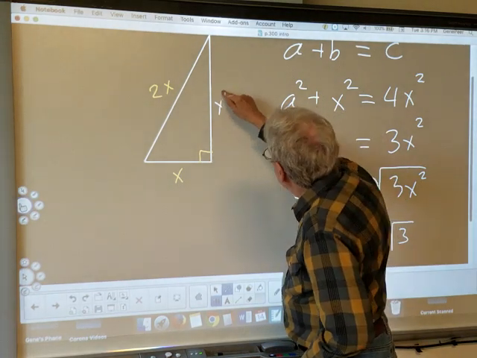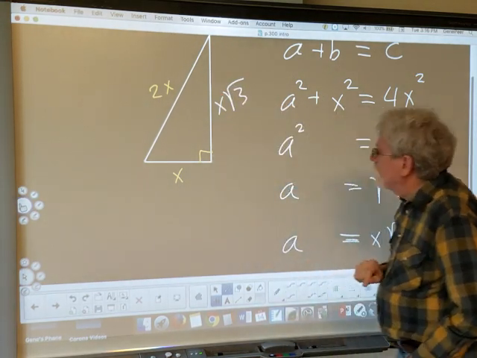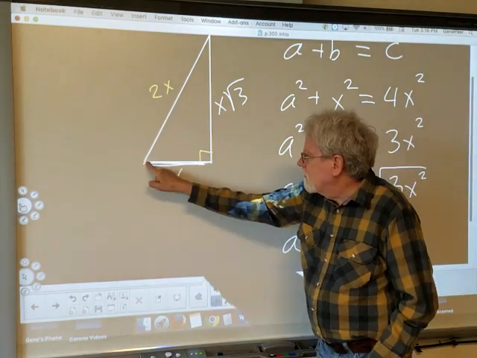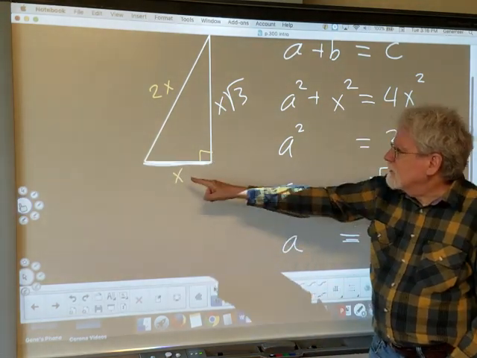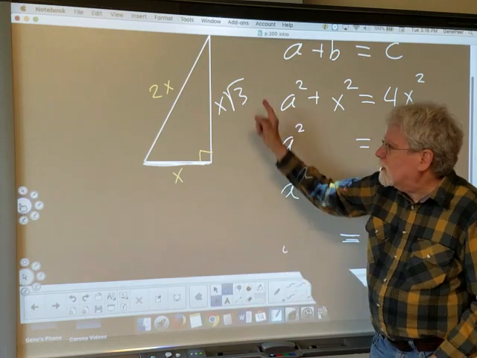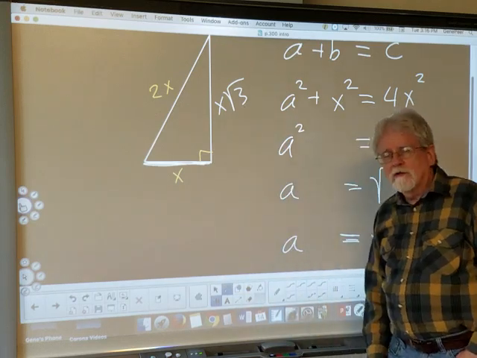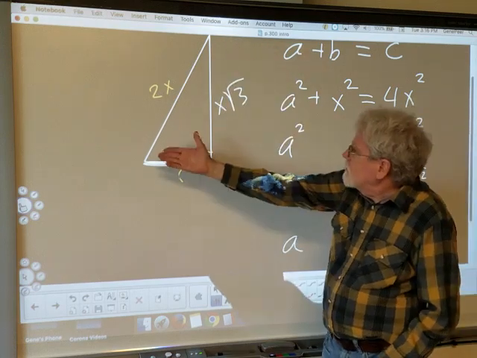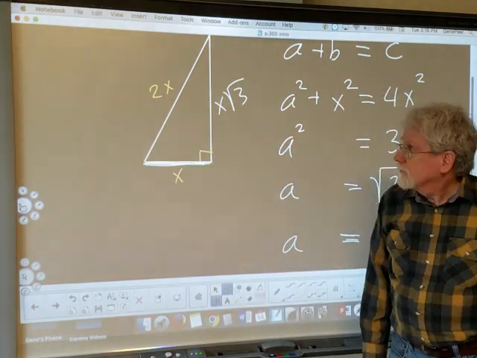Oh, wait a minute. I think I see what you're saying. Yes, you do see it. That as long as I know what the short leg is, I can easily find the long leg by just sticking a square root of 3 next to it. Glorious in its simplicity. Or I can find the hypotenuse just by doubling it. Done.